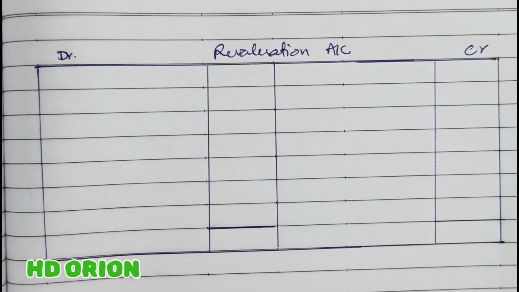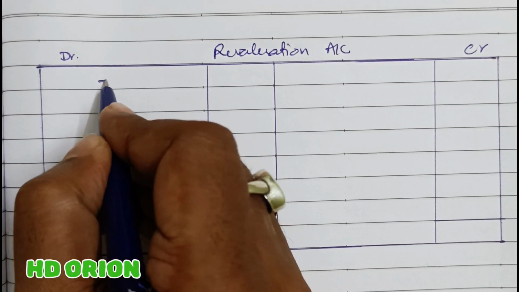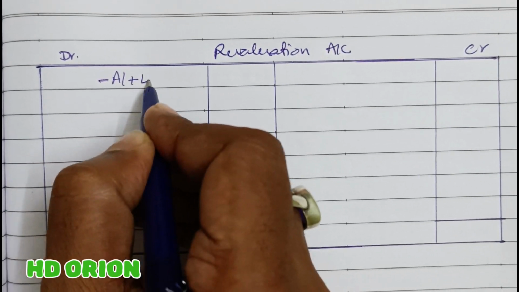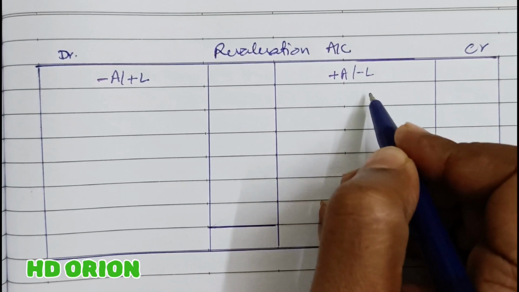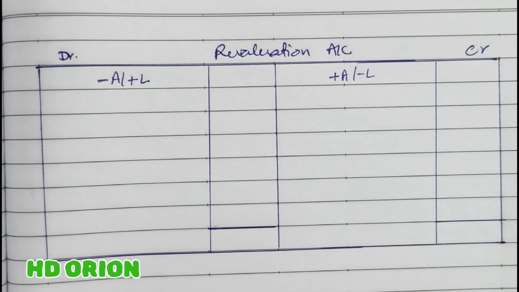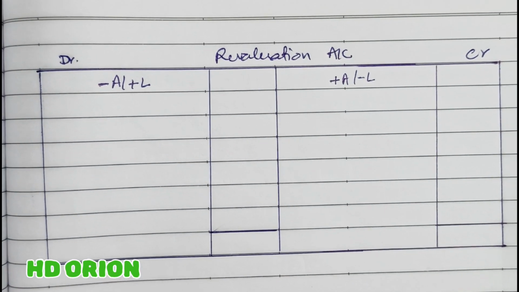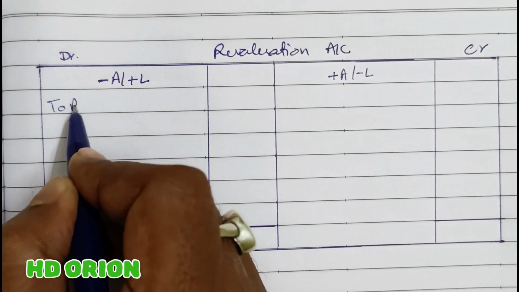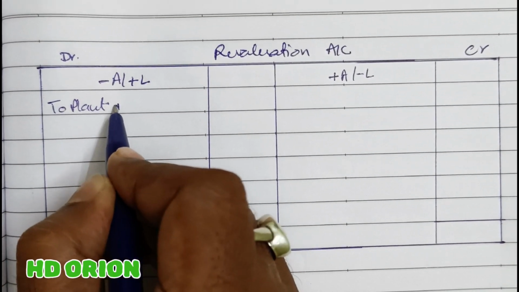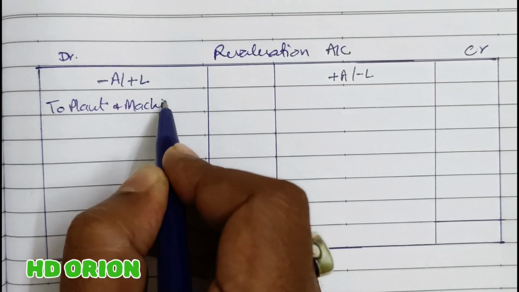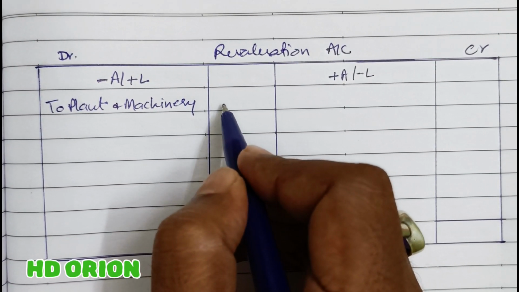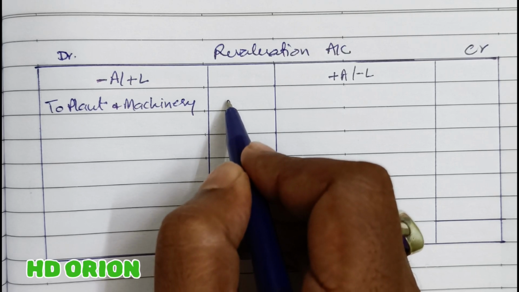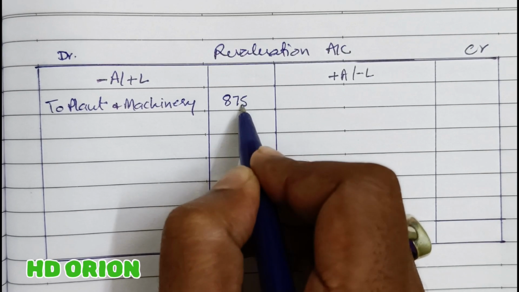In the revaluation account ledger, we will write decrease in asset or increase in liabilities to the debit side, and increase in asset or decrease in liabilities to the credit side. So here plant and machinery are decreasing by 5%. 17,500's 5% is rupees 875.